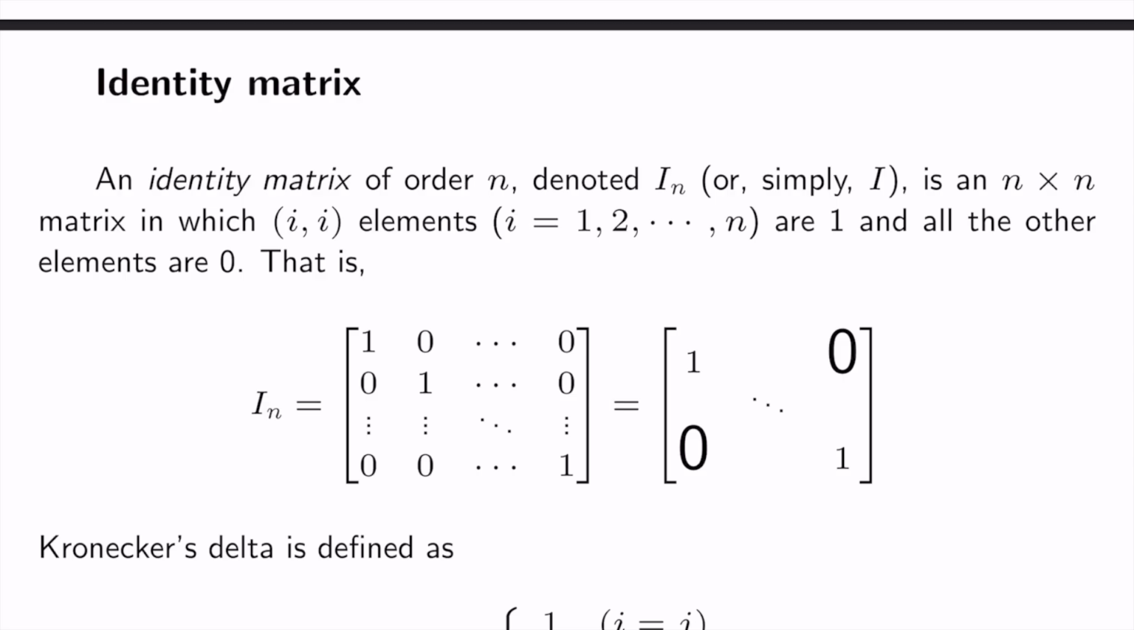Next, we define a special kind of matrix called the identity matrix. An identity matrix of order n, which we denote I_n, or simply I if there is no confusion, is an n by n matrix. So it's a square matrix in which the diagonal elements are 1 and all the other elements are 0. So it looks like this. The diagonal elements are 1s and everything else is 0. Sometimes we write it like this, where diagonals are 1 and everything else is a big 0.